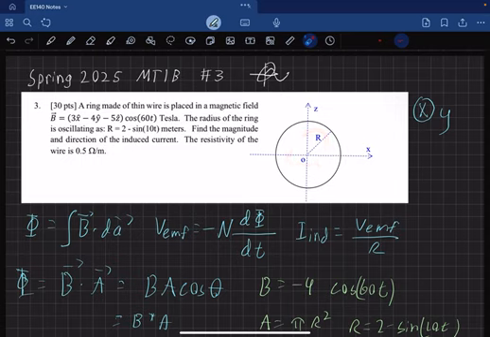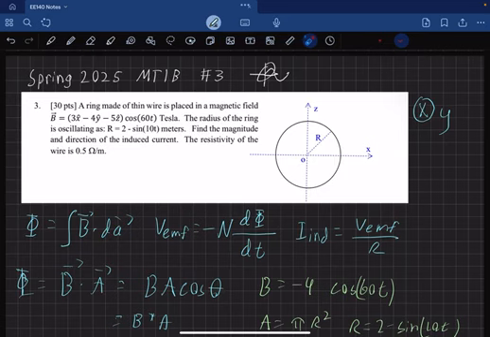So flux is basically the amount of magnetic flux going through an area. So if either the magnitude of our magnetic field is decreasing or our area is decreasing, our flux is decreasing. So here, because our area is decreasing, we'll have less magnetic field going through the loop.